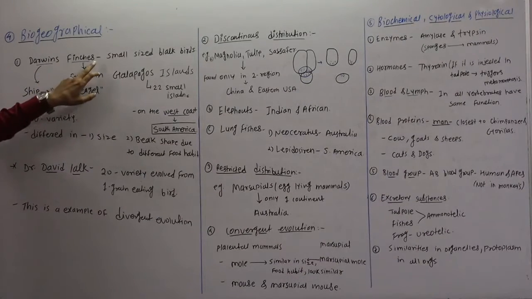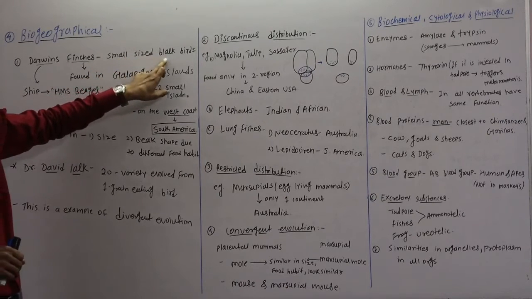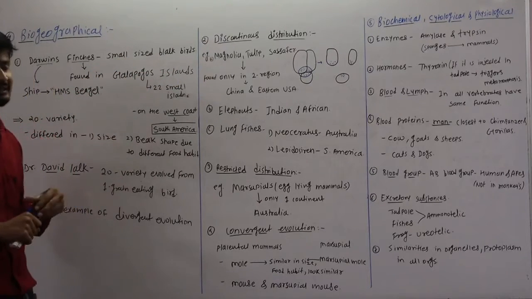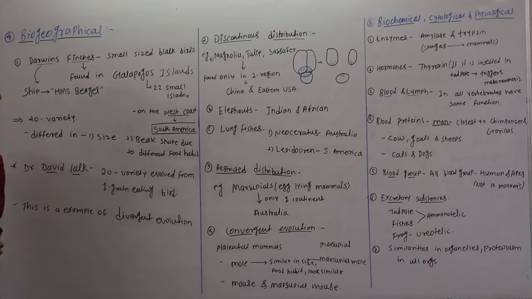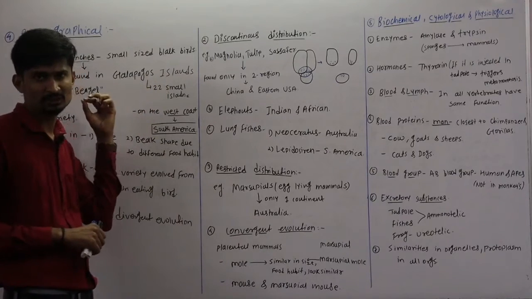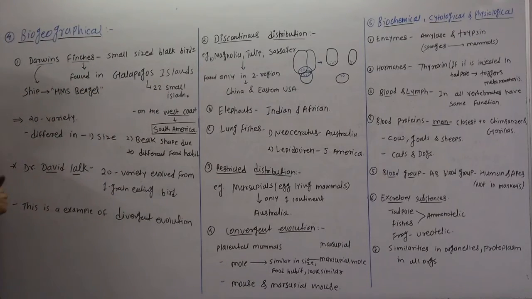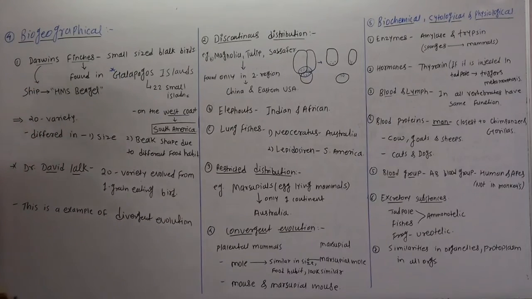Simply, what are these finches? These finches are small sized black birds. These small sized black birds were found in the Galapagos Islands. Important point, the name of the island group is Galapagos Islands.